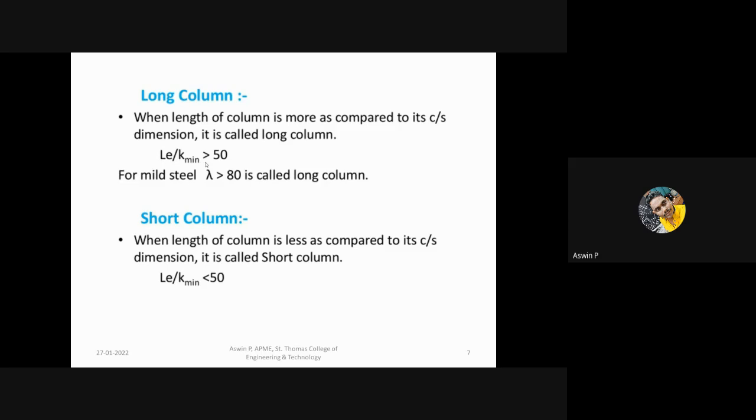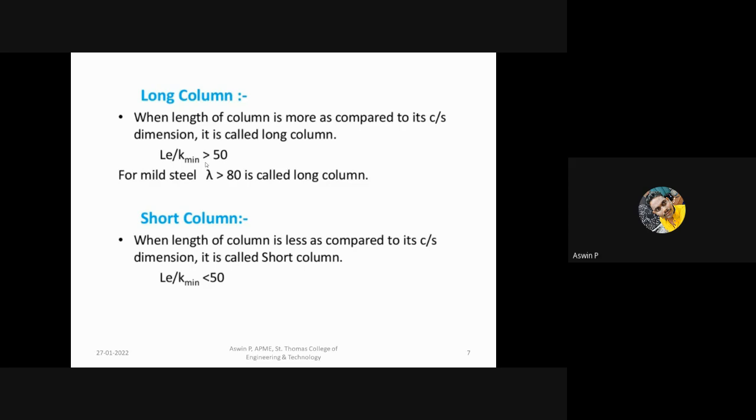And we have already mentioned that we have different types of columns. In such a case, long columns are under Euler's theory and Rankine's theory. Everything will be in mixed condition for a medium column. You will understand when we derive the terms and do some problems on the respective equations.